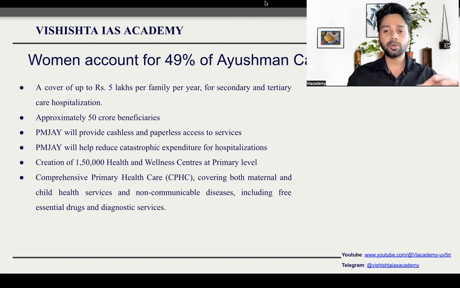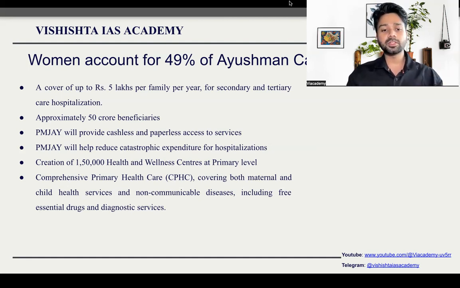Pradhan Mantri Jan Arogya Yojana is one component of Ayushman Bharat, and then health and wellness centers at the primary level is another component. So Pradhan Mantri Jan Arogya Yojana is the health insurance which the government is providing. It is a completely cashless, paperless service where 5 lakh insurance is provided to a family every year.